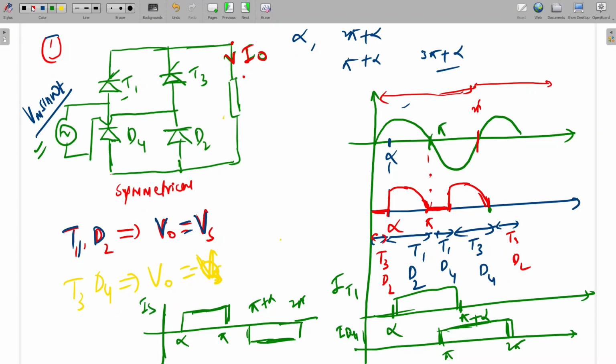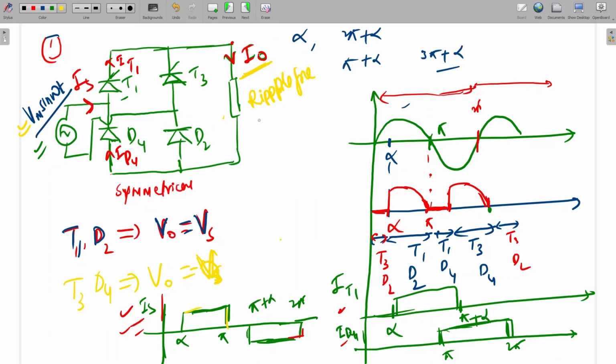Here this is IT1, this is ID4. If you apply nodal analysis here, source current will be IT1 minus ID4. So this is the source current. Is this waveform clear to all? IT1, ID4 and source current. Sir, we can write that the input voltage is sinusoidal, but source current is non-sinusoidal, that is a square wave. Yes, because I am assuming output current constant, ripple-free current, highly inductive load.